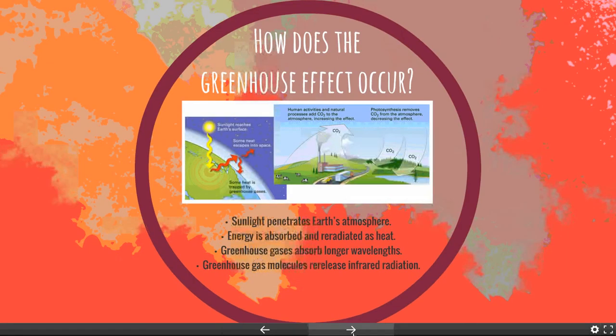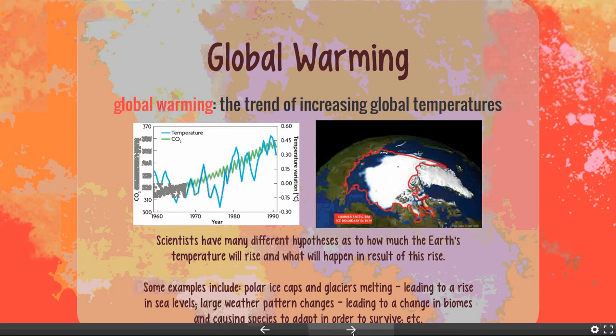All right, so the greenhouse effect. This is how the greenhouse effect occurs. Remember, we have those greenhouse gases, which essentially cause heat to be released at a slower rate, which ultimately leads to the increase in temperature of Earth's surface. Sunlight will penetrate Earth's atmosphere, then the energy is absorbed and re-radiated as heat. Greenhouse gases will absorb longer wavelengths, and those greenhouse gas molecules re-release infrared radiation. Ultimately, this all leads to global warming, which is a trend of increasing global temperatures. It's the increased temperature of the entire globe, not just specific regions or areas.